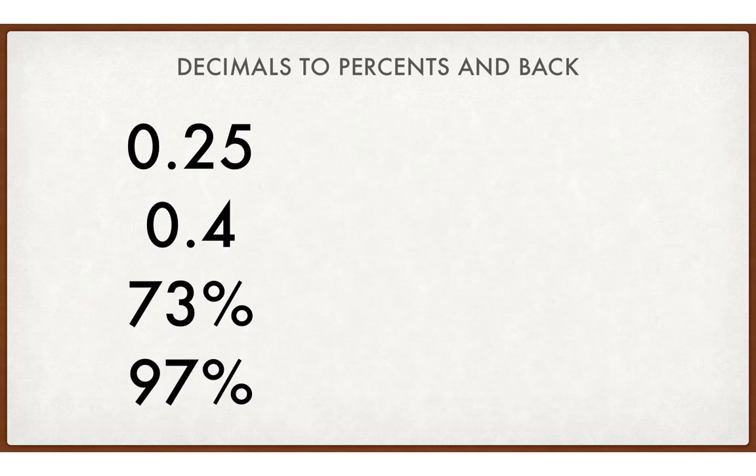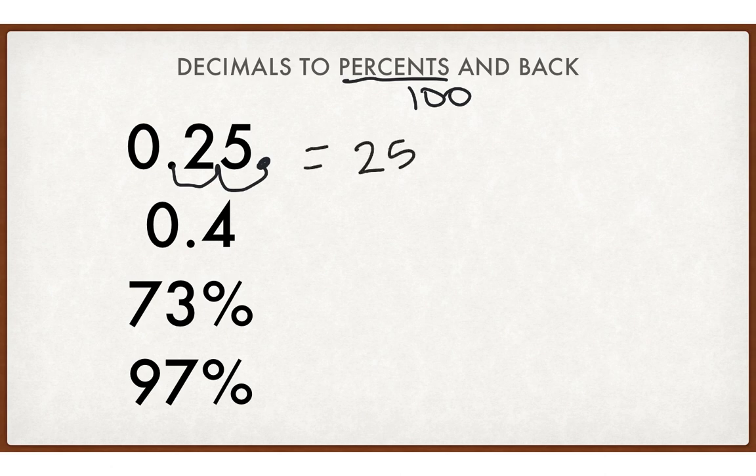Decimals to percents is quite simple when you realize what a percent is. Percent means out of 100. If I break the word down, it literally means out of 100. So if I have a decimal that's 0.25 and I need to make it out of 100, the shortcut is to just take the decimal and go 2 spaces, because 100 has 2 zeros. When I'm multiplying by 100, I am moving to the right 2 spaces, and then 0.25 becomes 25%.